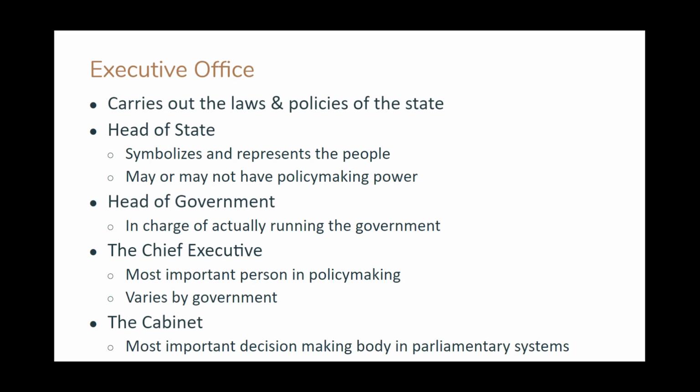So just know that sometimes you might have it split up like the UK's, where you have a head of state that doesn't actually have that much policymaking power, and a head of government, who in this case would be the Prime Minister, Boris Johnson at present, who's actually in charge of running the country and the government itself. And then a third term is the chief executive. I would say in the UK system, Boris Johnson would be both the head of government and the chief executive, because he is the most important person in the policymaking apparatus that exists.